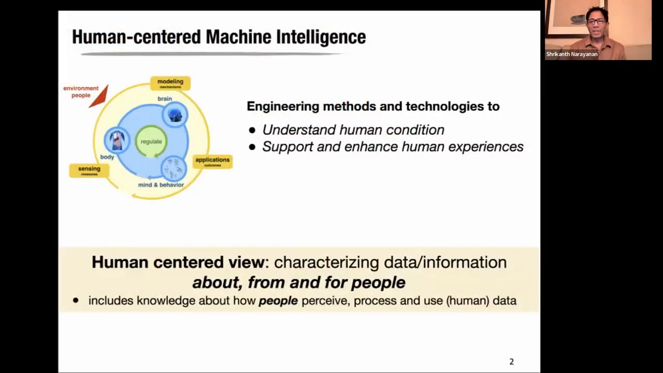All right, so the topic of my talk today is what I call human-centered machine intelligence. By that, broadly, I mean engineering methods and technologies that focus on understanding the human condition. We'll unpack that in this talk a little bit more. And then, based on that understanding, creating technologies that will support and enhance human experiences.